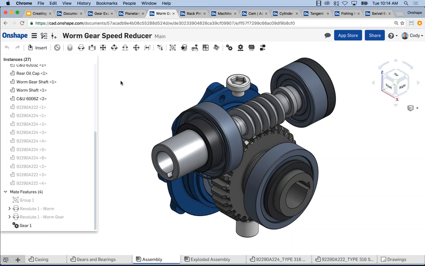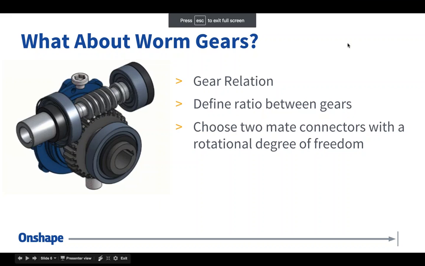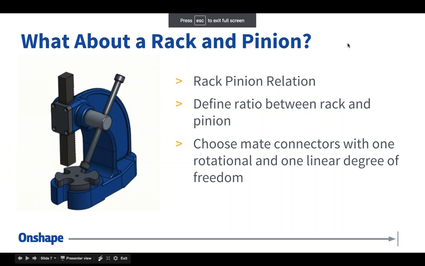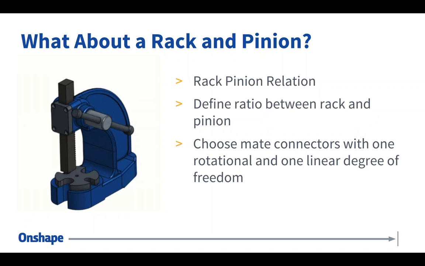All right, so moving on to the next type of motion that I wanted to mention here today, and that is rack pinion motion. So again, question, how would I go about creating a rack pinion type motion where I rotate something and I get linear travel in a certain direction of another part? And the key, of course, is the rack pinion relation.